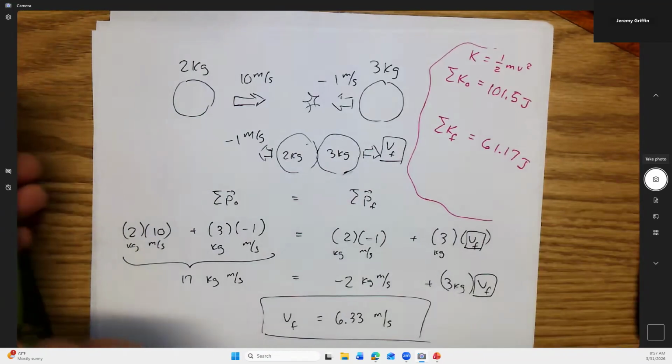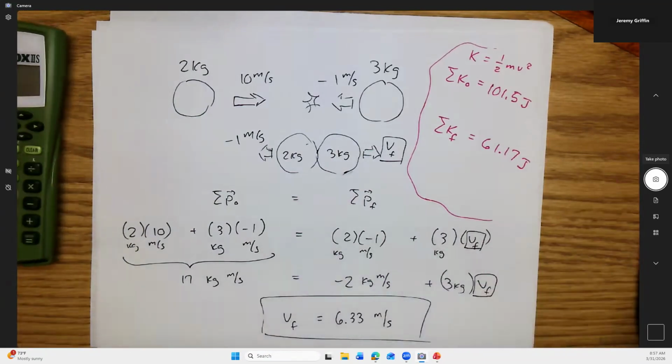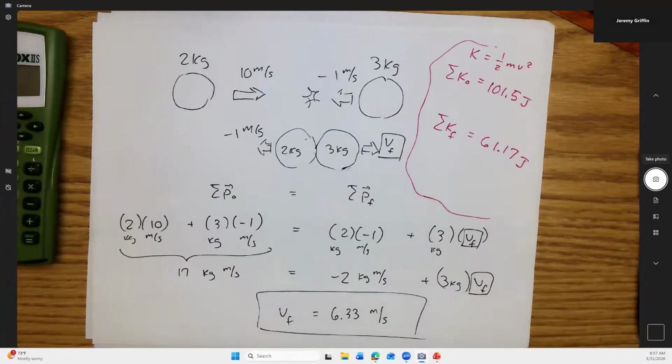Okay, so momentum is conserved. If you account for kinetic energy, there's a decrease, which is perfectly fine. Yeah, looks like a realistic scenario.